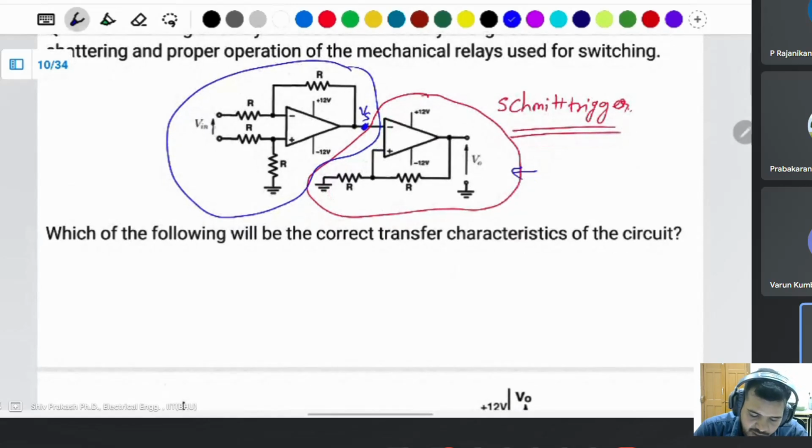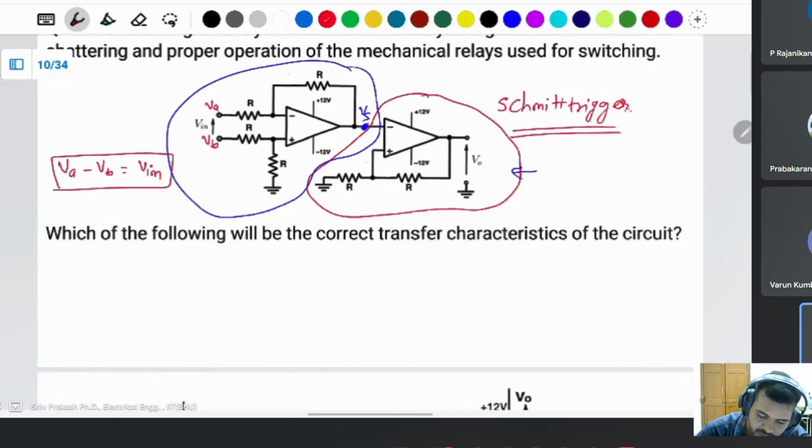If some voltage is applied from here to here, some is negative, some is positive, and you are confused there, simply take the voltages VA and VB. You know the difference between them is VN. If this type of circuit is there, then simply use VA and VB.